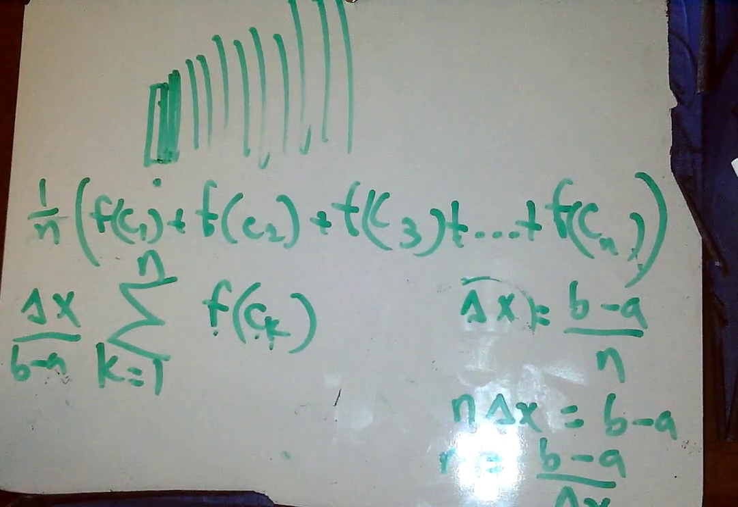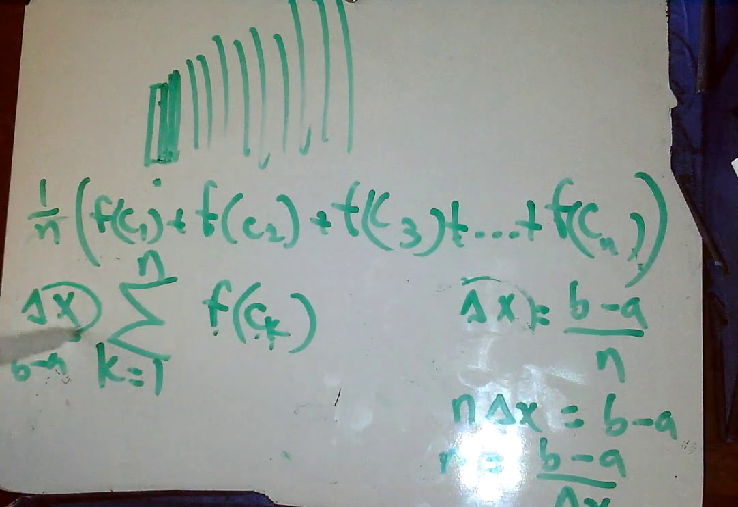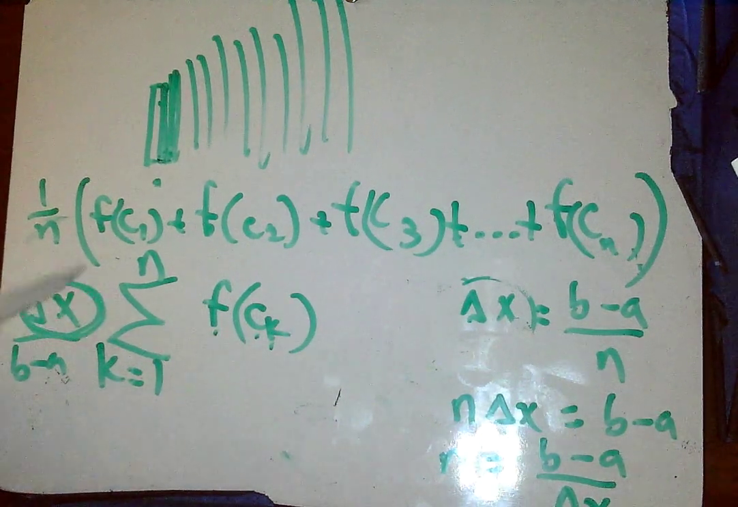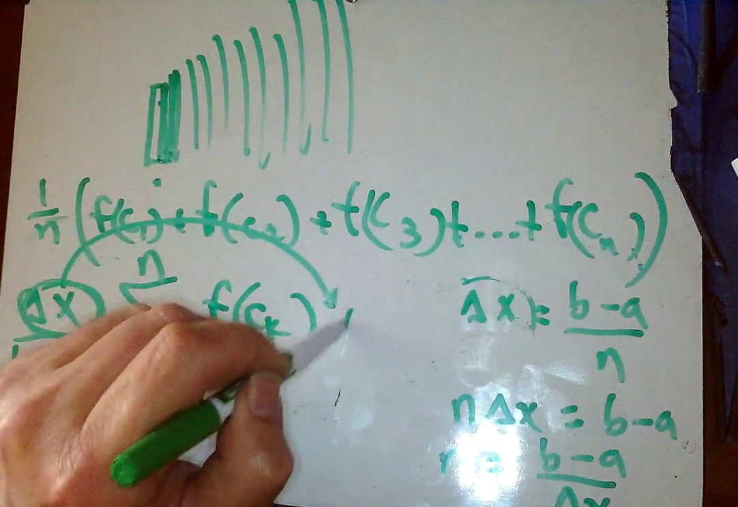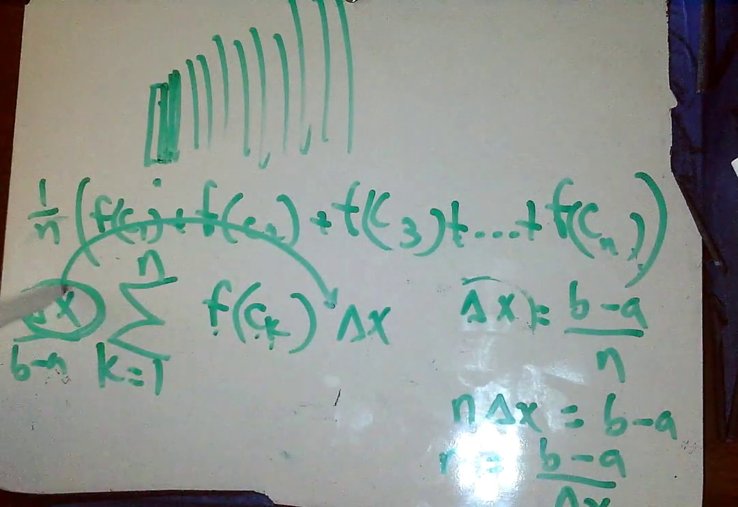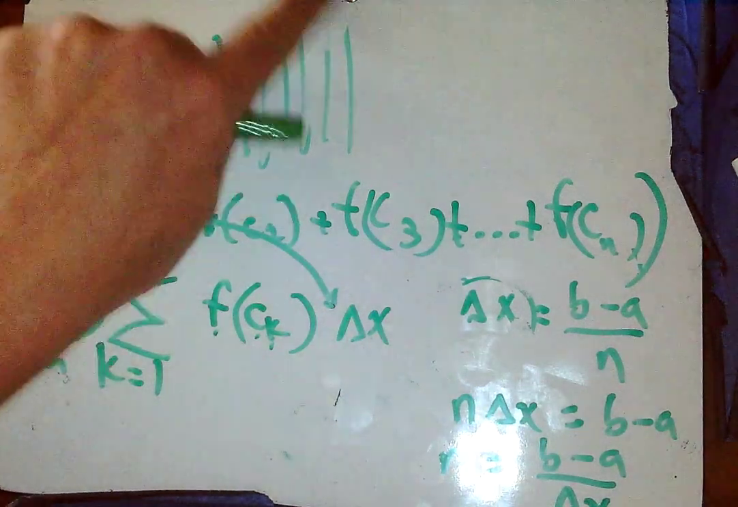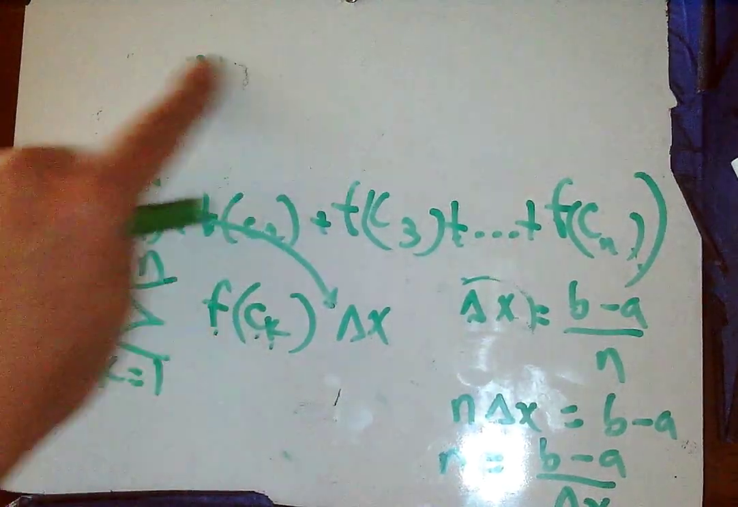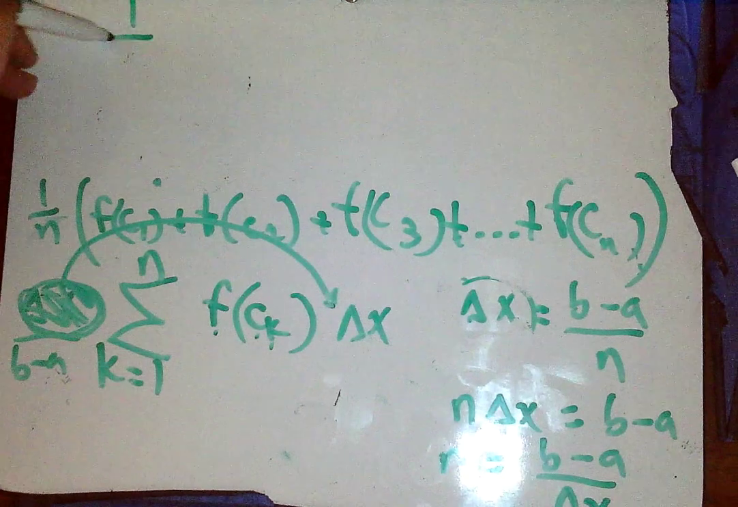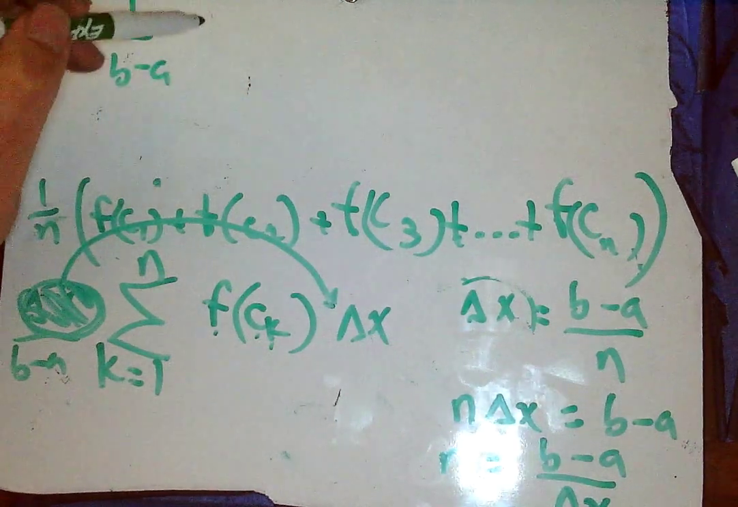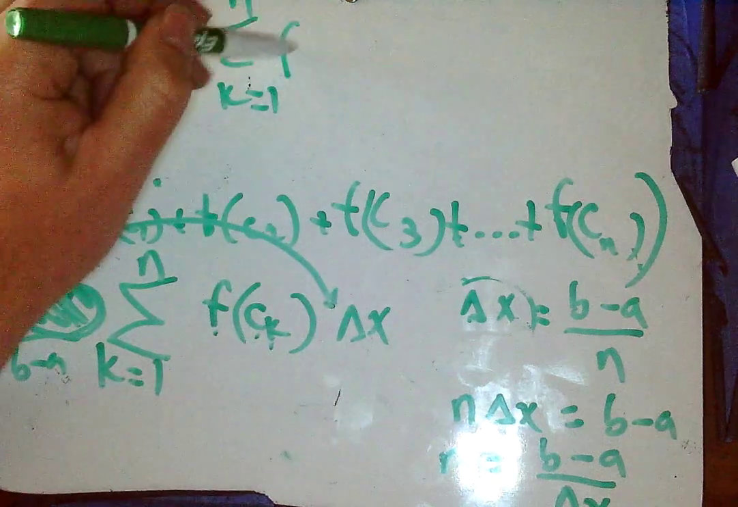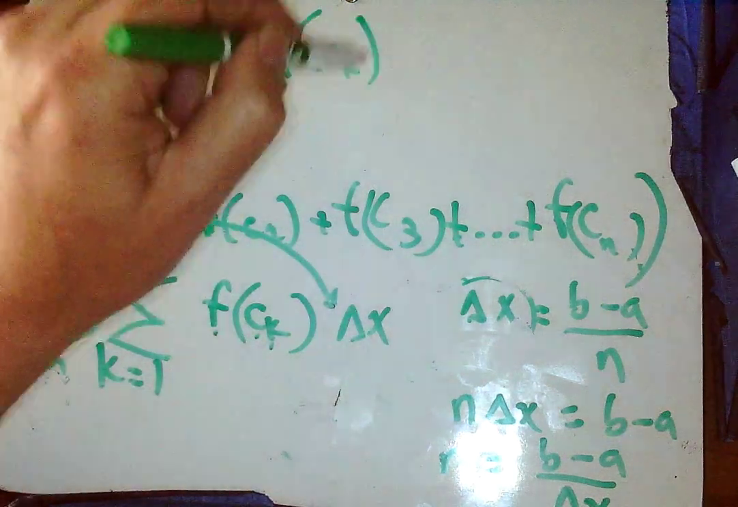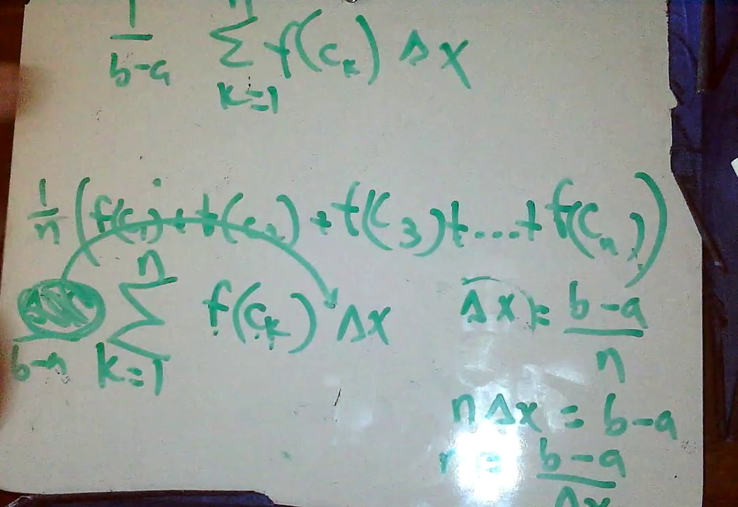Okay? And now I'm going to say, this is a constant. It's just that subinterval width. So I'm going to put it over here, because a constant times a function works fine. So now what am I looking at? Well, I'm looking at 1 over b minus a times the sum from k equals 1 to n of f of c sub k delta x.